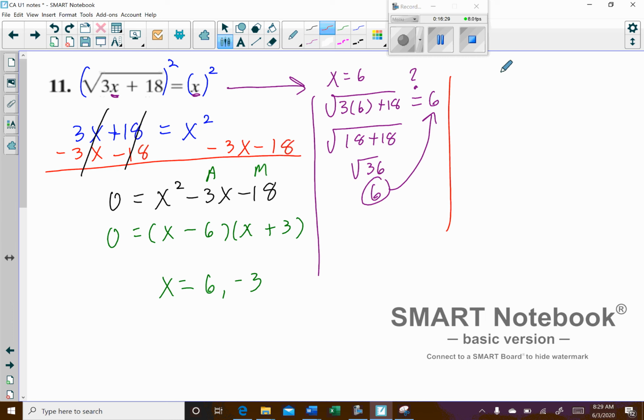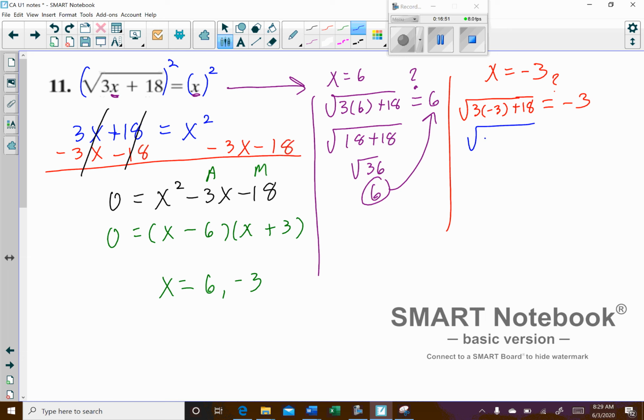Now we'll try negative 3. What if x equals negative 3? So we'll have the square root of 3 times negative 3 plus 18. Does that equal negative 3? So once again, this is a question. We'll go ahead and see if it's true or false.